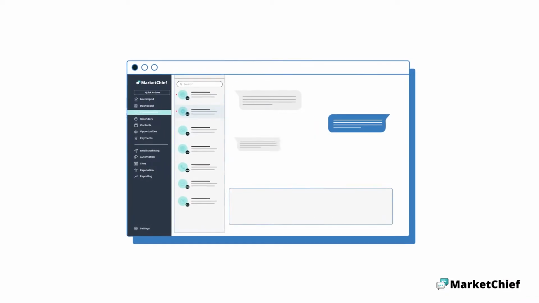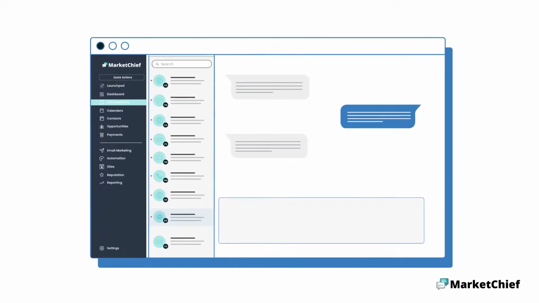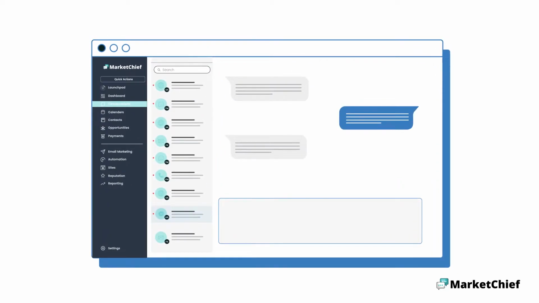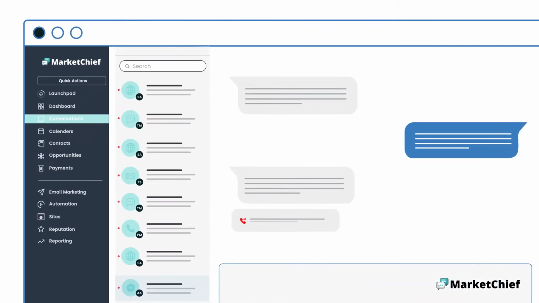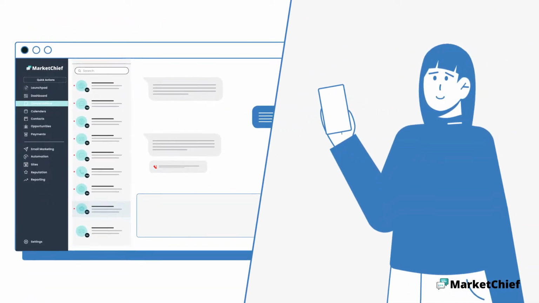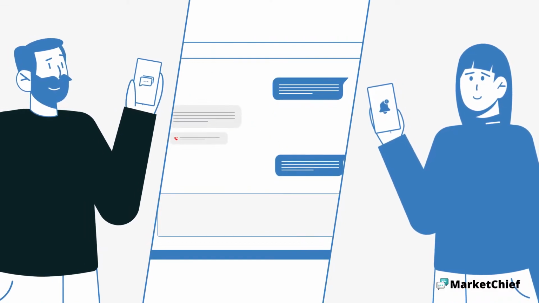Now with MarketChief.io, Amy has a unified inbox where all the emails, social media messages, and text messages come to one place. Now she can easily manage all conversations from just one app. If she misses any calls, MarketChief.io will automatically alert and remind Amy of the missed calls and message her customers.